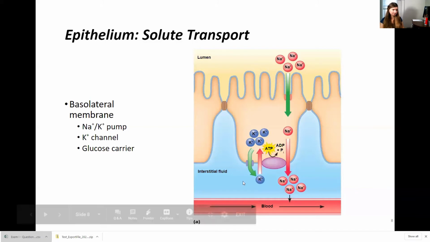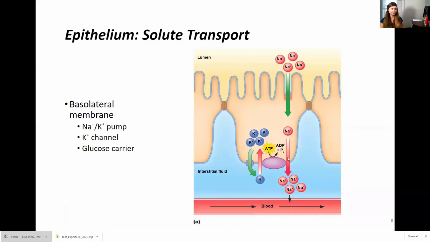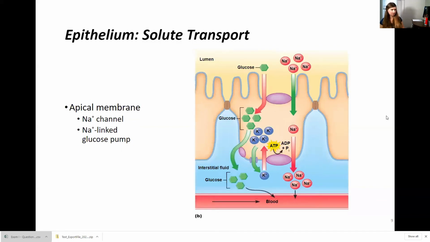Okay. Other things we have happening in the epithelium are going to respond to these concentration gradients that we're setting up. So on the basolateral membrane, we also have a potassium channel. That potassium is going to be able to leak back across the basolateral membrane, which means we'll have plenty of potassium to continue going through this pump. And we're going to see that we'll have sodium channels here across the apical membrane. We're also going to see some glucose carriers. So I think we can see that on our next slide.